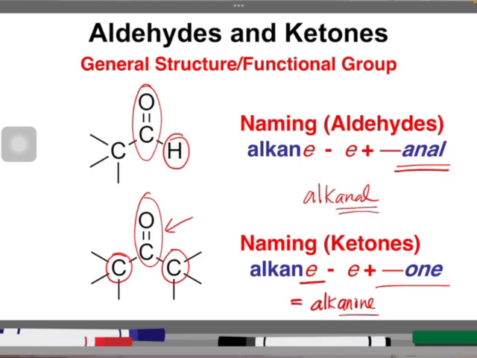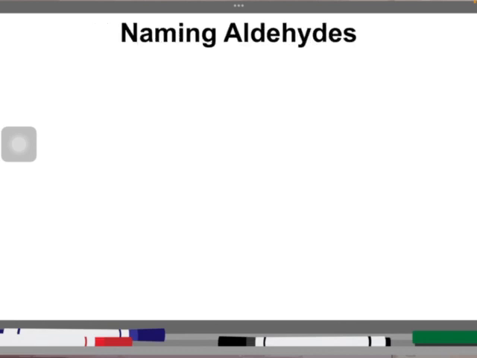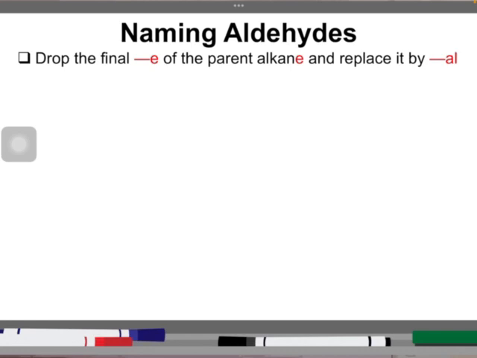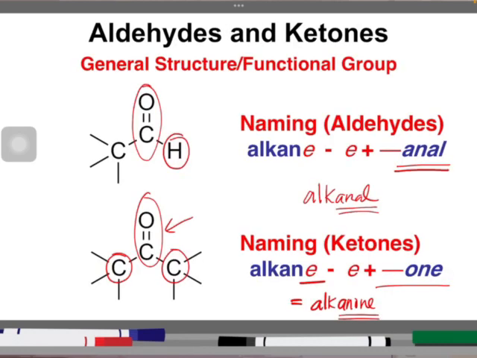So, now let's go to the proper naming of your aldehydes. As we said in the previous slide, we drop the E of the parent alkane and we replace it with "al" only, sorry. So it should only be "al". Alkanal. Okay? So, only "al" is added, sorry.